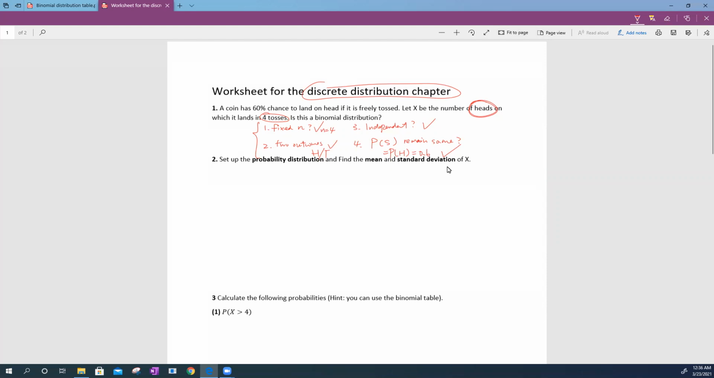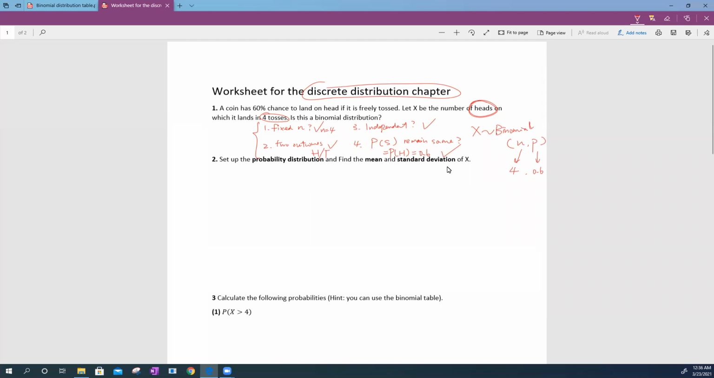But it is still a binomial distribution. Then we can say X follows a binomial distribution with n and p, right? So this n is 4, and this probability is 0.6. That's question number 1.